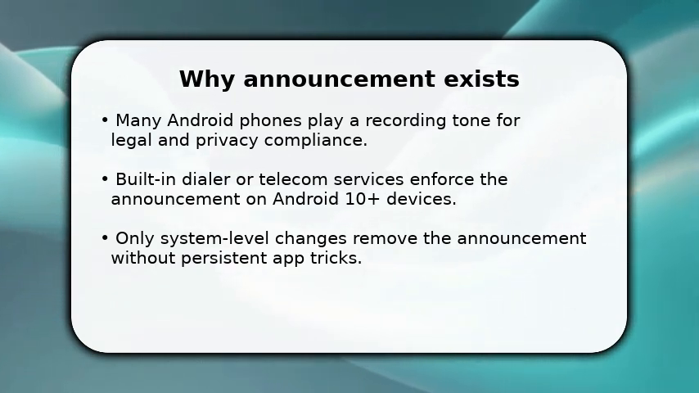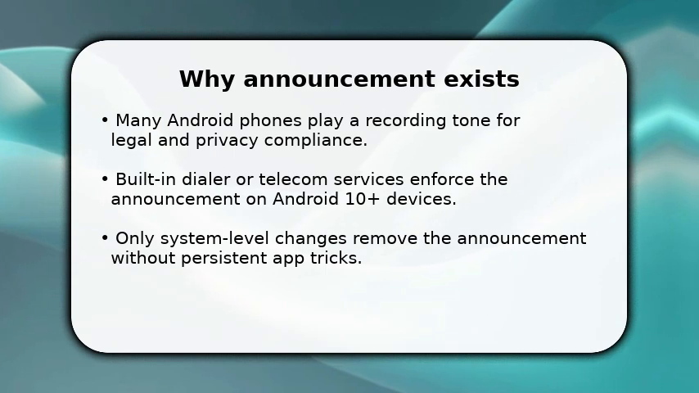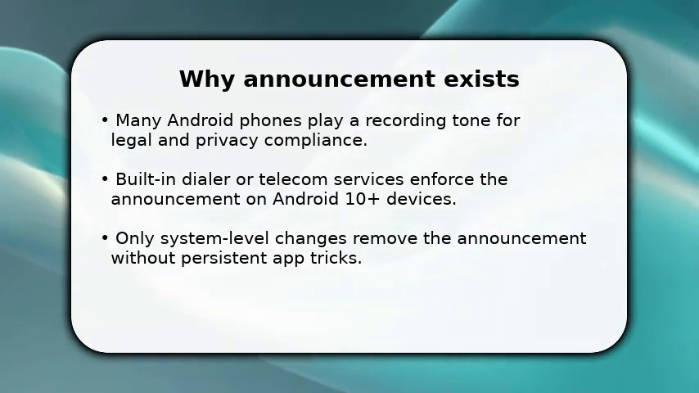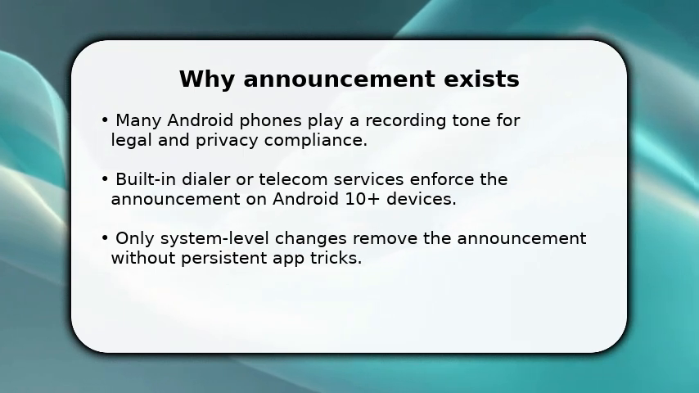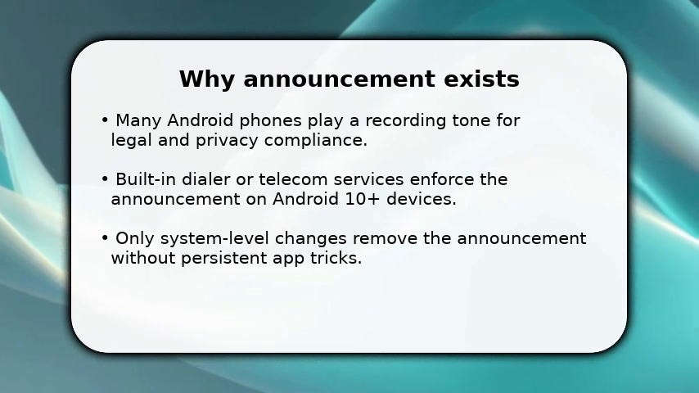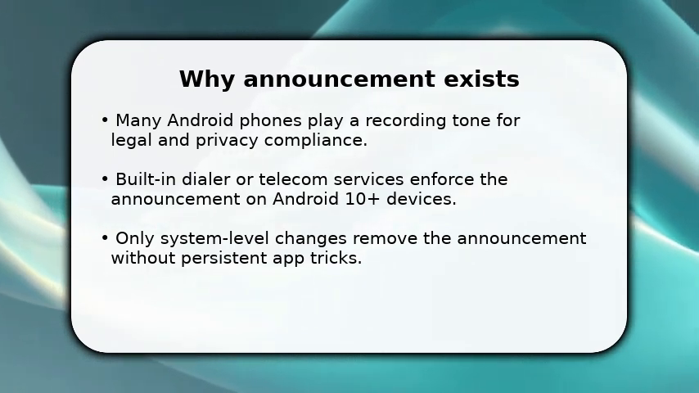Many Android phones play a short tone or spoken announcement during calls. Manufacturers and carriers add this warning for legal and privacy compliance. Stock apps and telecom services enforce the announcement on Android 10 and newer devices. Ordinary app settings cannot remove the announcement because it runs at the system level.